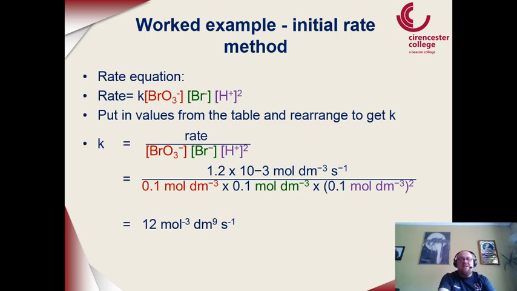The way we've worked out that unit is by looking at this. So this rate is in moles per decimeter cubed per second, and we divide it by moles per decimeter cubed per second, moles per decimeter cubed, moles per decimeter cubed, and moles squared per decimeter to the power of 6. So that's how we've worked out this K, this rate constant set of units.